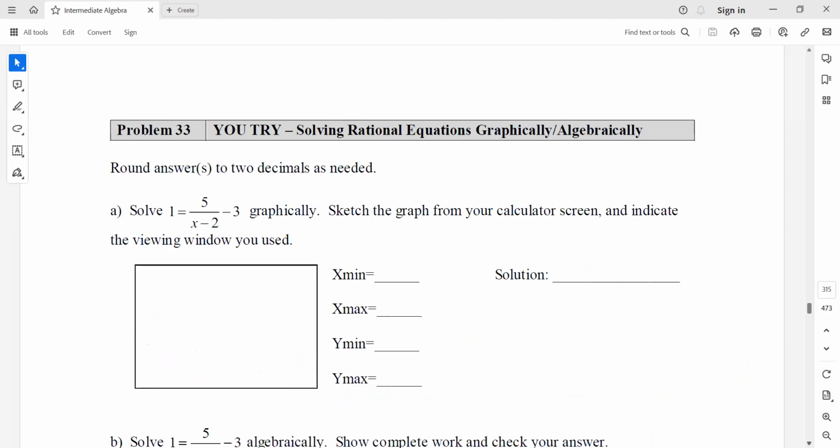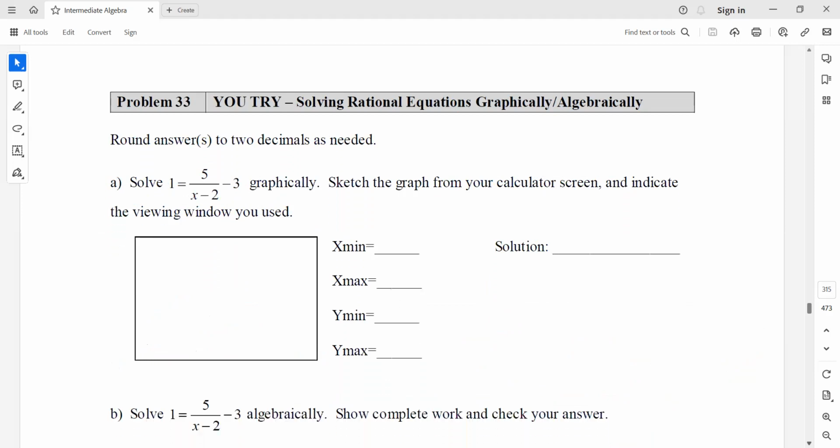Now, what about this one, problem 33? In problem 33, you're supposed to solve this graphically, and it says sketch the graph from your calculator screen and indicate the viewing window you used. Now, if you want to, you could move this -3 to the left, and then it turns out to be positive. If you want to, you could do that. But if you want it to stay the same, then this is going to be your y1, and this is going to be your y2. So I'm going to go to the calculator and then set it up in that way.